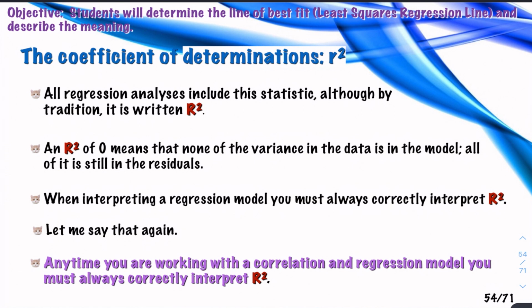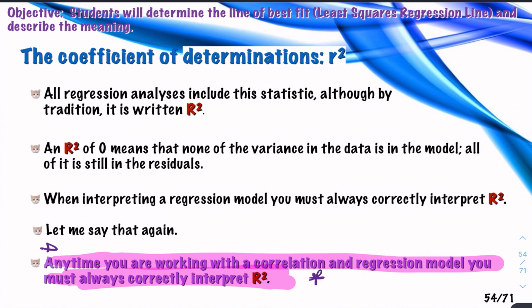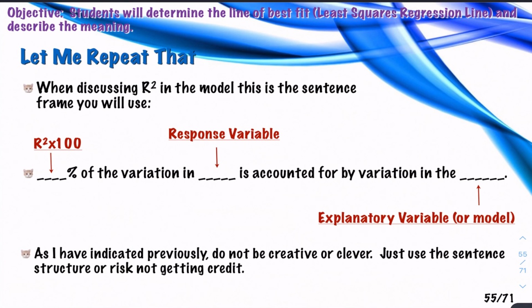So let me give you the sentence again. Anytime you are working with a correlation and regression model, you must always interpret R squared. So now we're adding on. How should you write out your discussion of R squared? We're not getting cute, we're not getting creative. You're going to say R squared, so blank percent of the variation in the response variable, whatever it is, is accounted for by the variation in the explanatory variable, or the model.